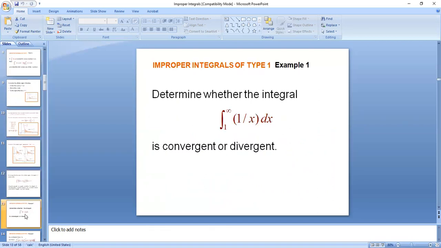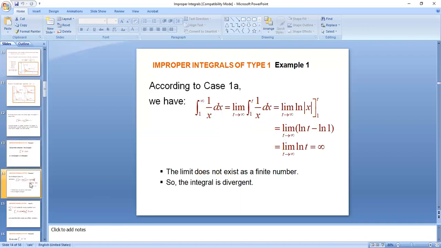Now, under case 2, this is the other one, you have the integral from 1 to infinity of 1 over x dx, wherein you are to tell whether this would be convergent or divergent. This is an example under case 1 as well, because your upper limit here is infinity. So in this example, we determine whether the integral will be convergent or divergent.